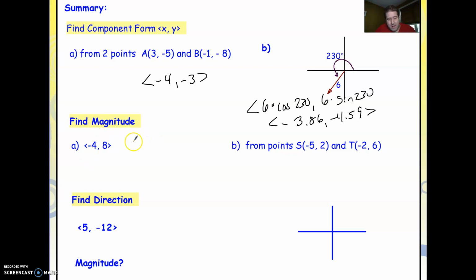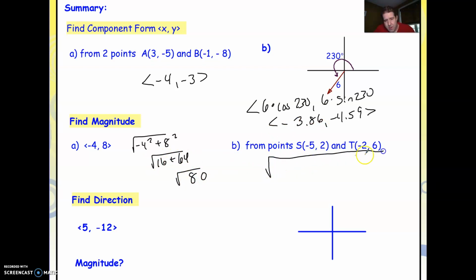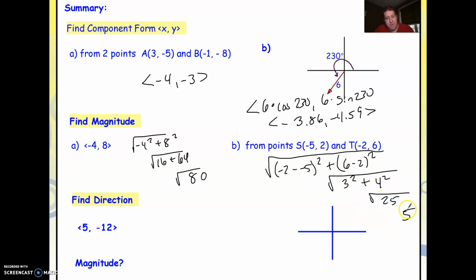So find the magnitude when you're given this. So magnitude, remember, is found by using that formula of negative 4 squared plus 8 squared. So that becomes 16 plus 64. So this has the magnitude of square root of 80. Square root of 80 is our magnitude. From the points, okay, so what if we're given points? So same thing, you're going to use that distance formula. So that's going to be negative 2 minus negative 5 squared plus 6 minus 2 squared. So that becomes negative 2 minus negative 5 is 3. So that becomes 3 squared plus 4 squared, which is 9 plus 16, which is 25, magnitude of 5.